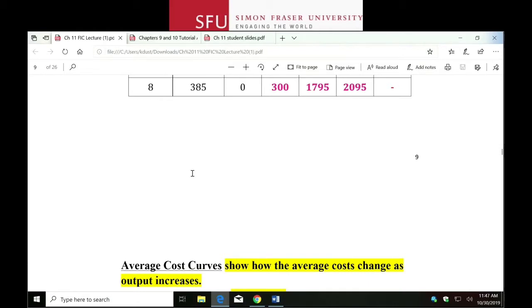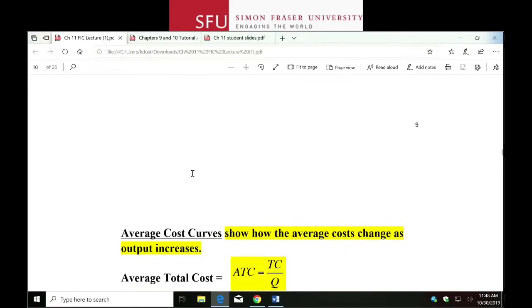So your average costs have these two opposing forces as you try to produce more. On one hand, you get to spread out your fixed costs, and that's good. That will help bring your average costs down. But on the other hand, as you produce more, your workers are becoming less productive, and so that's going to make your average costs go higher. All right, so average costs we can calculate for total or fixed or variable.